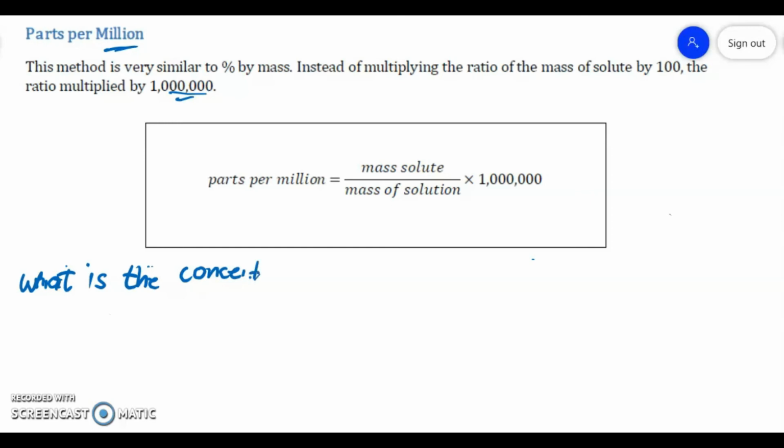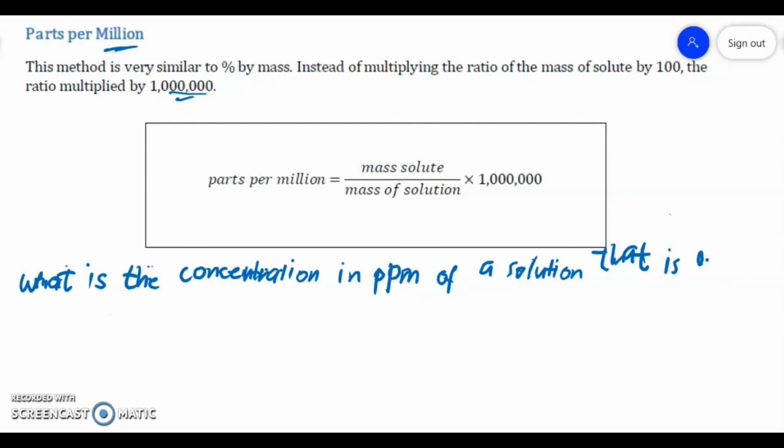Suppose that we have a sample problem that asks: what is the concentration in ppm of a solution that is 0.00077% by mass solute? We will solve for the parts per million in this problem.